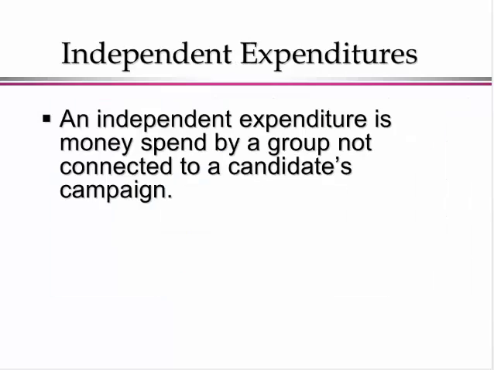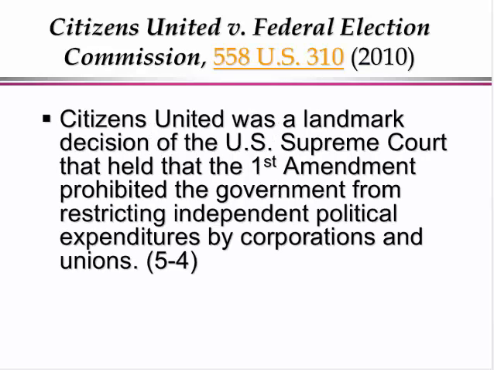What we're really concerned about now in this election are independent expenditures. That's money spent by a group not connected to a candidate's campaign. And as a result of the Citizens United decision, they held that corporations were protected by the First Amendment. Therefore, independent expenditures by corporations and unions could not be limited by Congress.